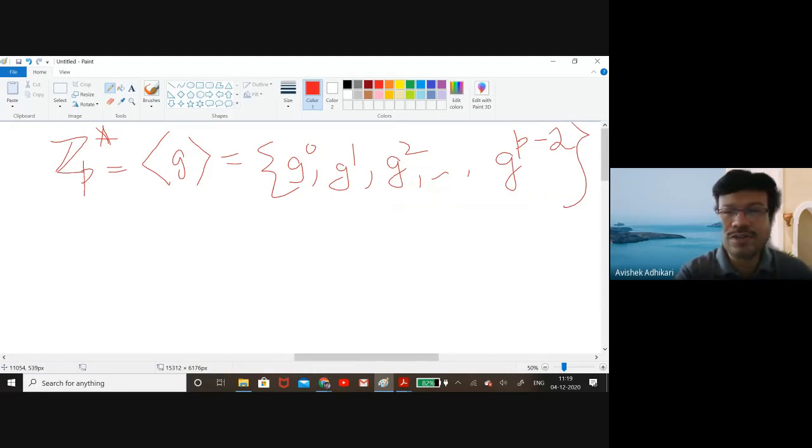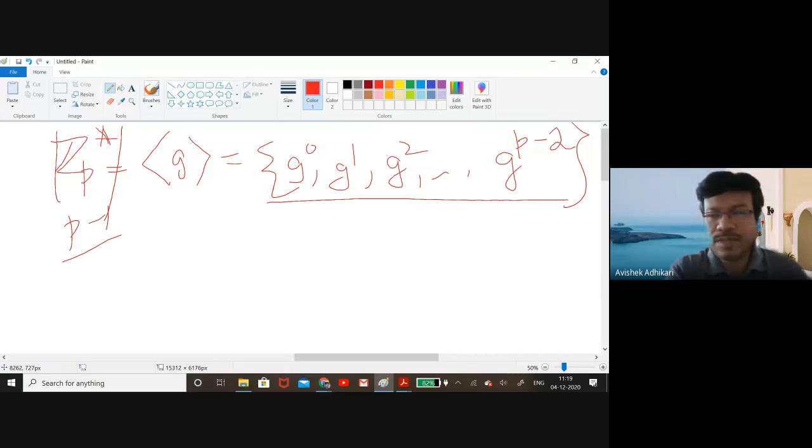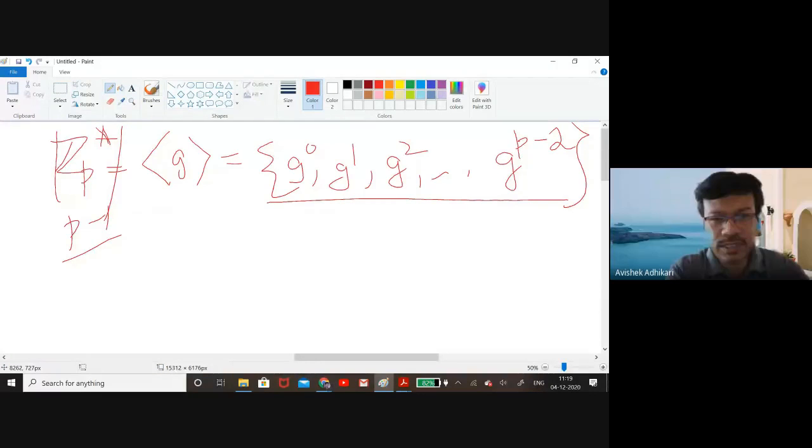It should not go till P minus 1, because if I put P minus 1, then how many elements will be there? It starts with 0, and if it goes to P minus 1, then there will be P elements, but it has P minus 1 elements, right? So it can never be. Yes, 2 is a generator of Z_p star. Okay, that I will come to later. Why I need this generator will be clear very soon.